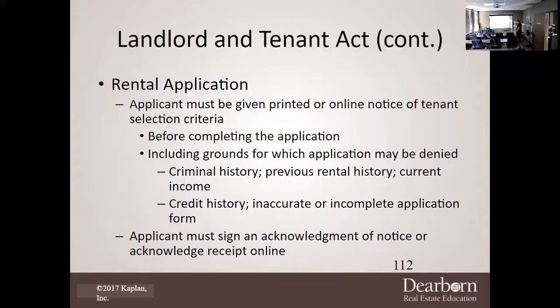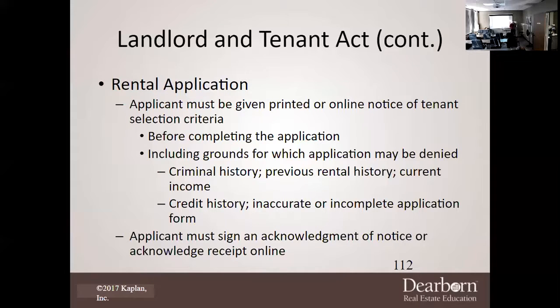Okay. Before completing the application, of course, like it says, including the grounds for which the application may be denied. Okay, things such as criminal history or credit history. These are going to be very key, and you need to think these out. A lot of times people don't think about criminal until what happens? Somebody actually applies. And then in that situation, they want to turn the person down, but they have everything perfect on everything else except they have criminal history.